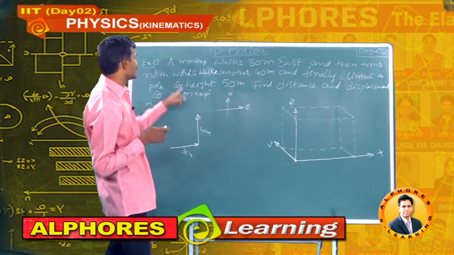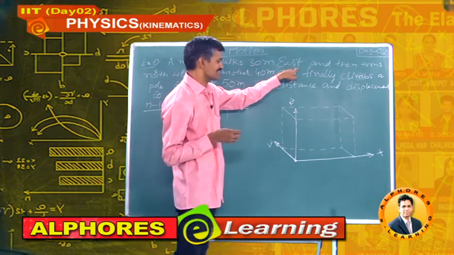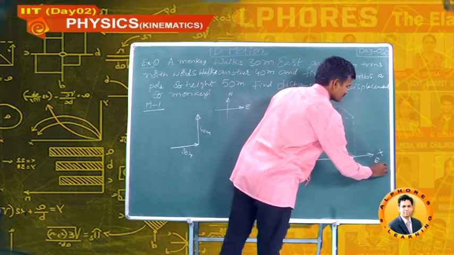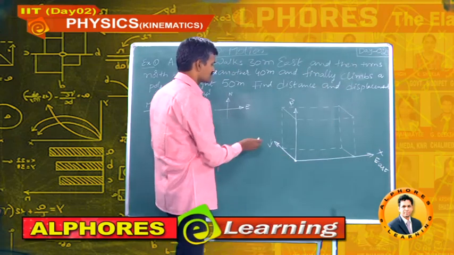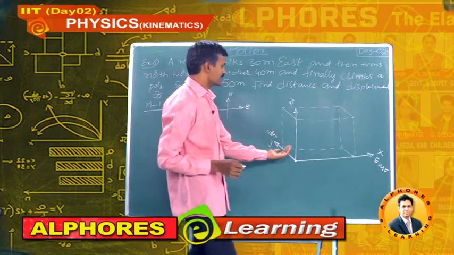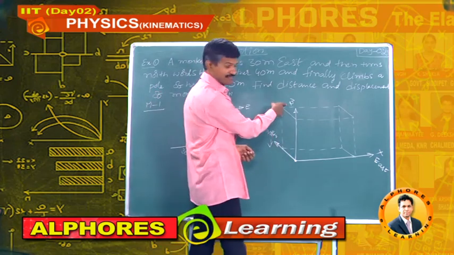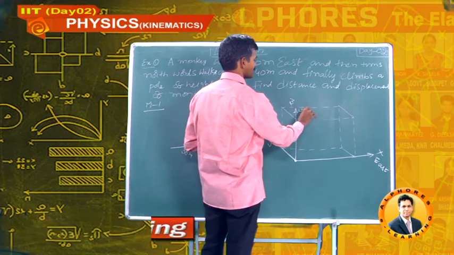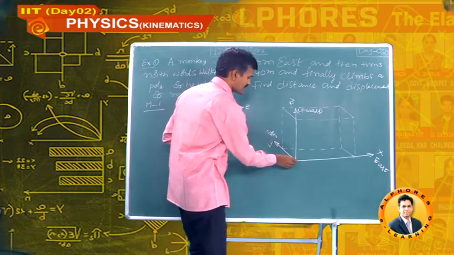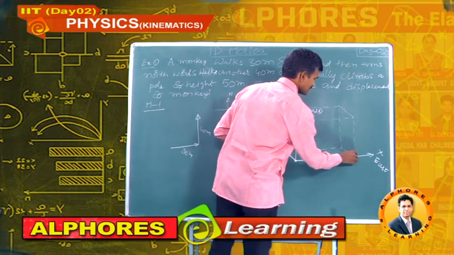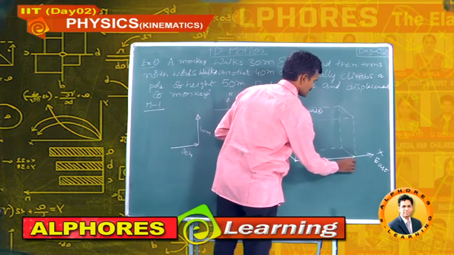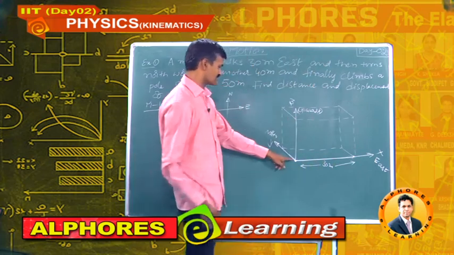If you consider this, monkey walks 30 meters towards east. So, here this x axis represents east and this y axis represents north. This vertically upward direction is indicated by z axis. So, this is upwards. Monkey first walks 30 meters towards east. This is 30 meters and then turns towards north.